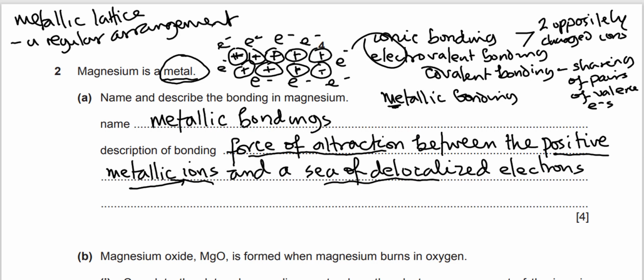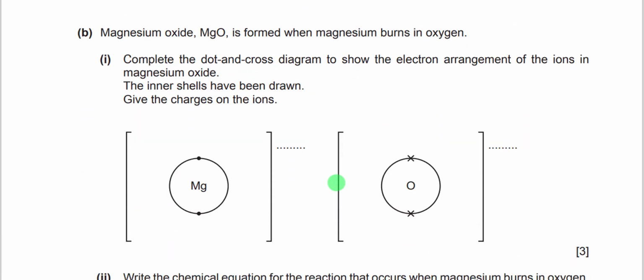So you can see this is the electrostatic force of attraction. Let's add this: the electrostatic force of attraction between the positive metallic ions and a sea of the localized electrons. So that's where you get your 4 marks. 1 mark for electrostatic force of attraction, 1 mark for positive ions, 1 mark for sea of the localized electrons, and 1 mark for metallic bonding. All right.